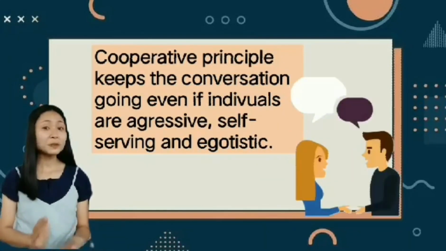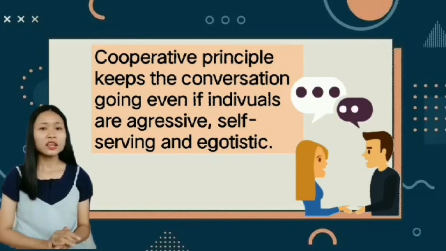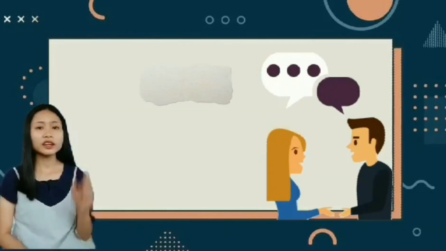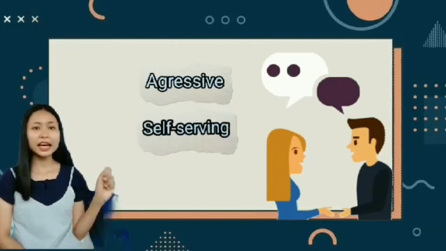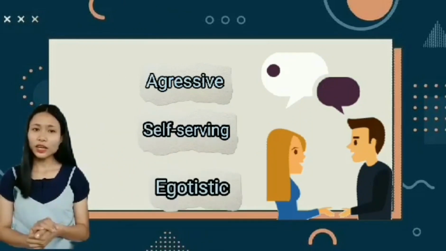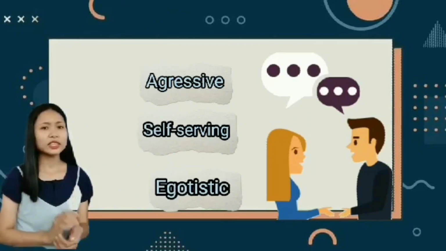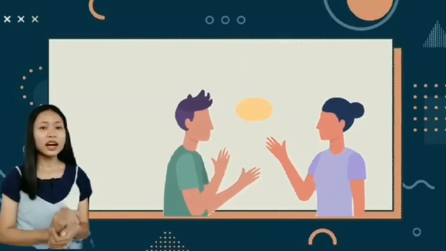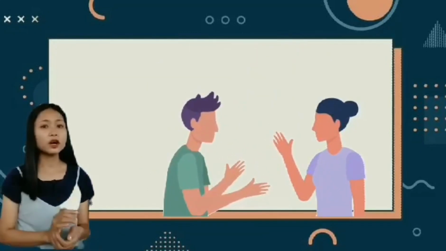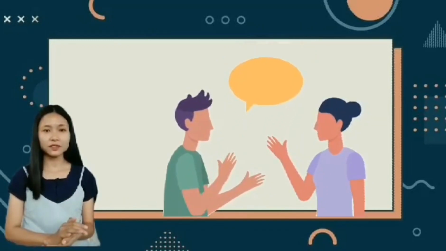The cooperative principle keeps the conversation going, even if the individuals are aggressive, self-serving, and egotistic. That is why, even when people fight or disagree to the point that those engaged in the conversation are being less than pleasant or cooperative, they still continue their communication, because the cooperative principle maintains the flow of dialogue.